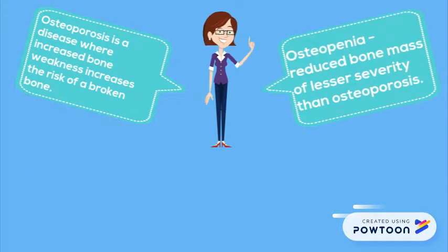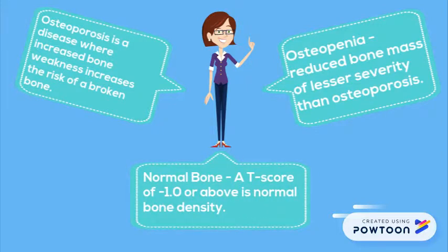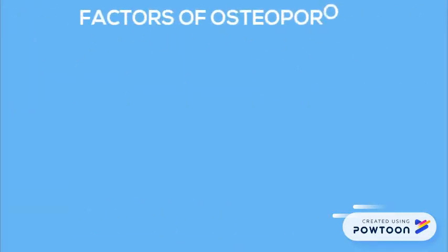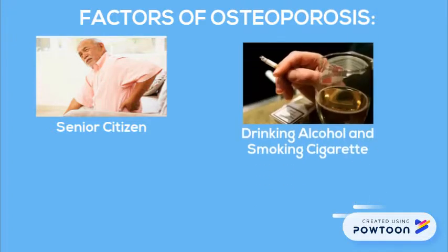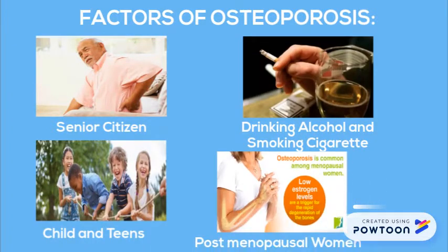A normal bone T-score of negative 1.0 or above is a normal bone density. Osteopenia is a reduction of bone mass of lesser severity than osteoporosis. Risk factors of osteoporosis include: senior citizens, children and teens, drinking alcohol and smoking cigarettes, and postmenopausal women.